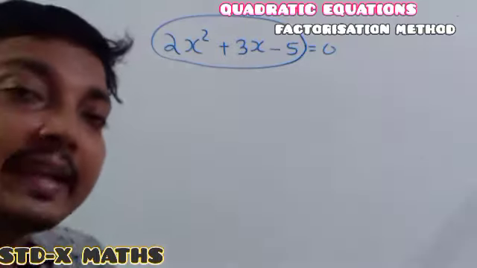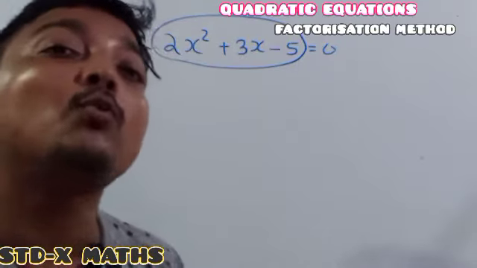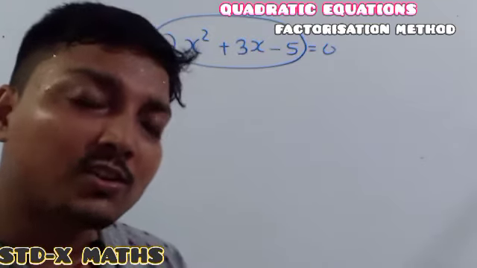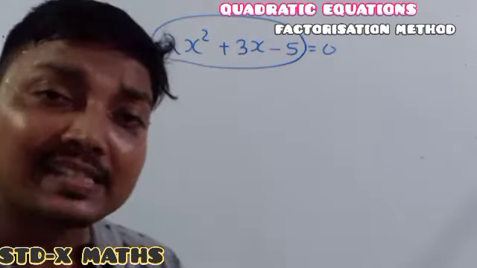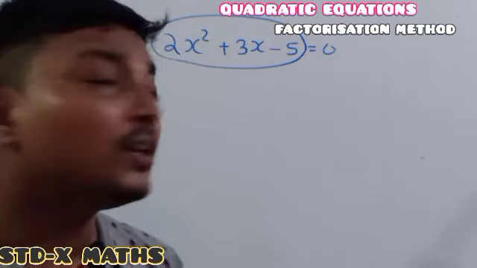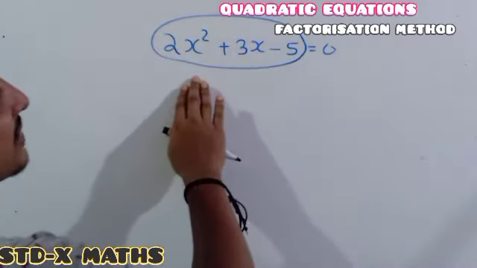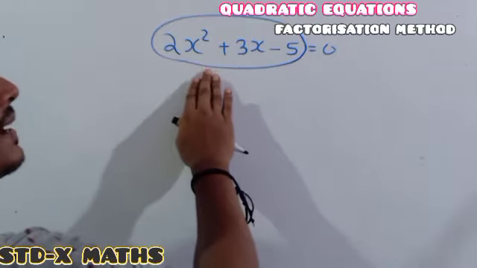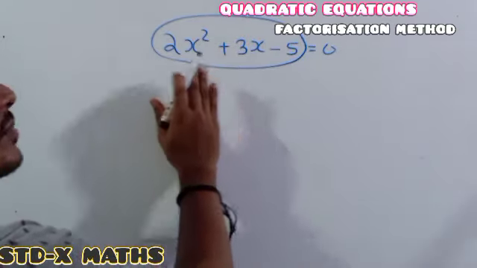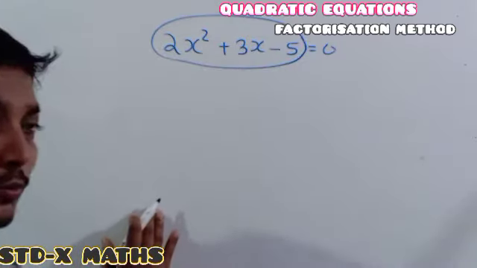So remember, getting the zero of the quadratic polynomial is the same as getting the root of the quadratic equation. Root of the quadratic equation is also the same as getting the zero of the quadratic polynomial. You already know how to find the zero of the quadratic polynomial: you have to equate it with zero.